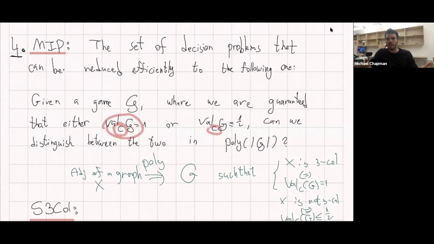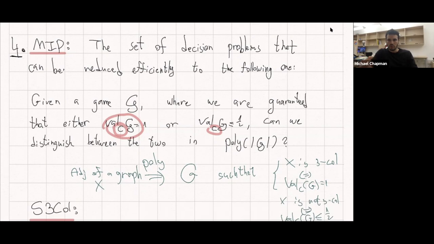What does MIP stand for? Multi-prover interactive proofs. So you think of the game as the referee trying to compute something and the provers helping him compute this thing. So it's an interrogation process. I think this name is a bit confusing. It's just all decision problems that you can translate into a game that has this property, and you can do this reduction efficiently.